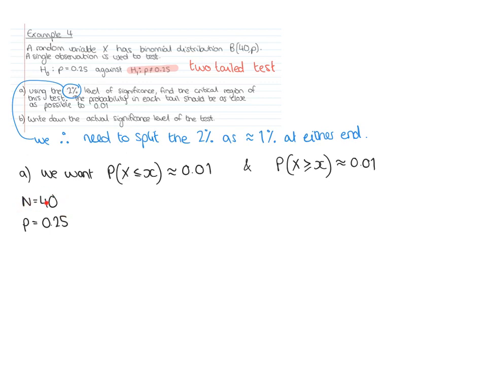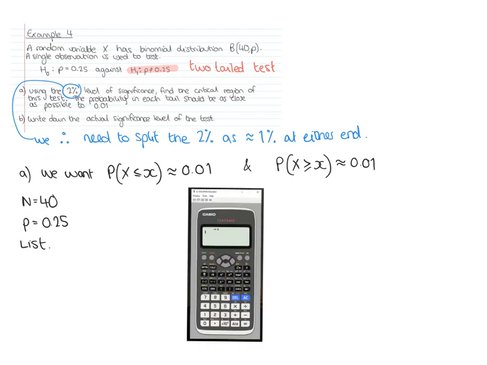So n is 40 trials. We use the null hypothesis here, so the probability is 0.25. So we want to find the value where the probability of x being less than or equal to it is roughly equal to 0.01, the closest value to 0.01 for this two-tailed hypothesis. So we want to go menu 7. Again, it's a binomial cumulative distribution, so we press down arrow and number 1, and we want to use a list function so we can use several at once. We've got 40 in total and our probability is 0.25.